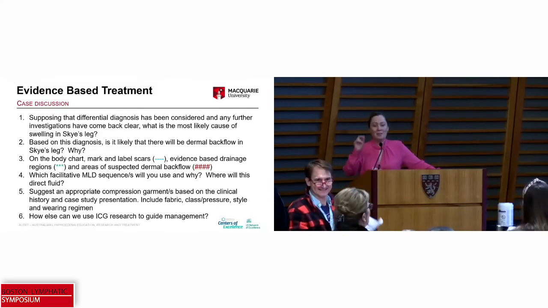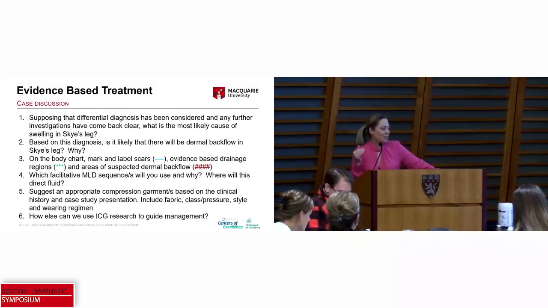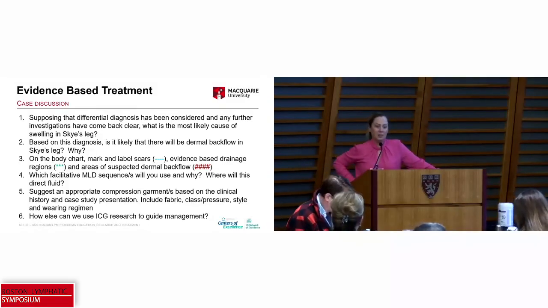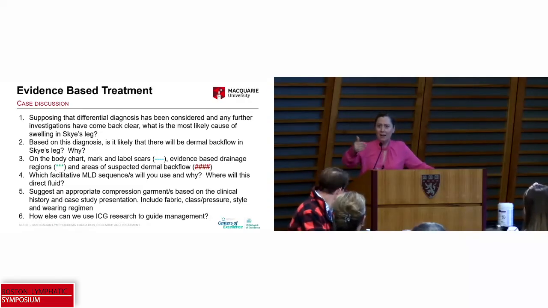So I'm going to stay with this table because it builds on that. So based on this diagnosis, is it likely that there'll be dermal backflow in Skye's leg? Yes, absolutely. Why? Because that's where it's trying to go. Because the lymphatics are impaired, aren't they? Her little train track has been derailed. And so that fluid's having a hard time getting out of the leg. Yeah. Excellent. Well done, table 1.